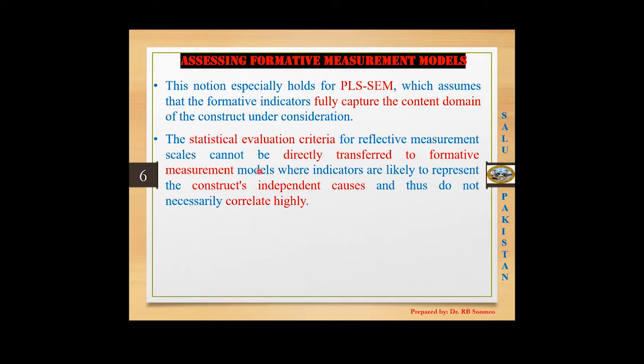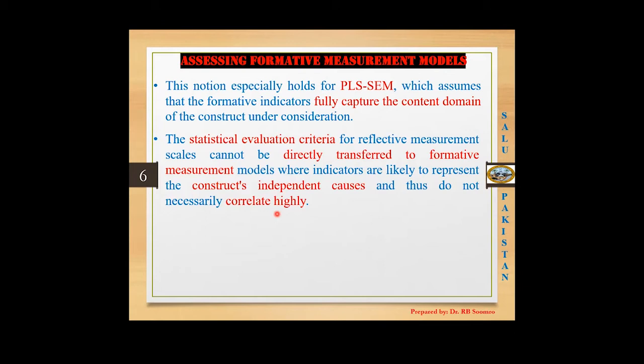And then, the evaluation criteria for reflective measurement cannot be directly applied or transferred to the formative, and vice versa. So you have to be careful while applying the statistical evaluation criteria on formative as well as on reflective measurement models. Okay, and then the construct is driven by its causes and does not necessarily correlate highly, because in formative there is normally no high correlation. Sometimes there is a correlation, sometimes zero correlation, and sometimes the correlation is negative. So it's not necessary that there should always be a good level of correlation among the indicators of the formative.